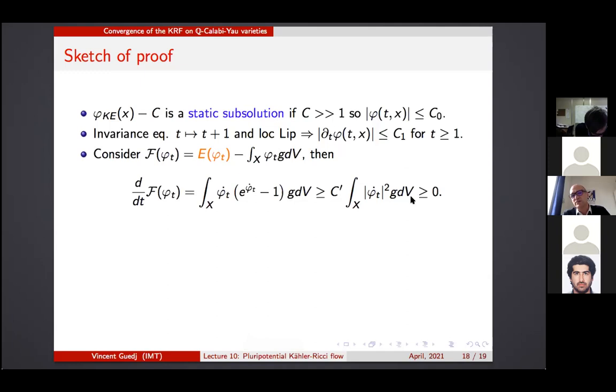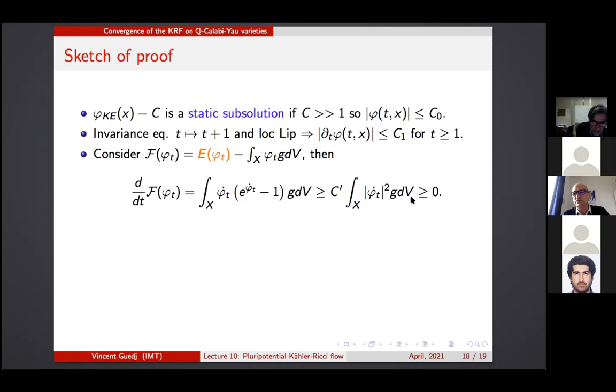But the Monge-Ampère of phi t is e to the phi t dot GdV. So if you put these two together, you get the integral of phi t dot times (e to the phi t dot minus 1) GdV. Then you see that e to the phi t dot minus 1 is simply e to the phi t dot minus e to the 0, if you like. So at the end of the day, you have this inequality, which is a celebrated inequality in entropy theory, which says that you can bound from below the time derivative of f of phi t, up to a multiplicative constant, by the square of the L2 norm of phi t dot with respect to GdV.